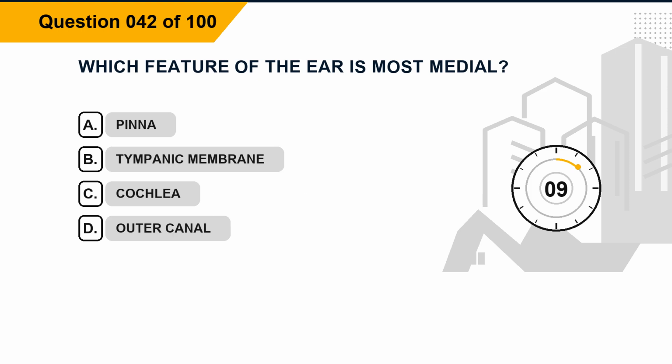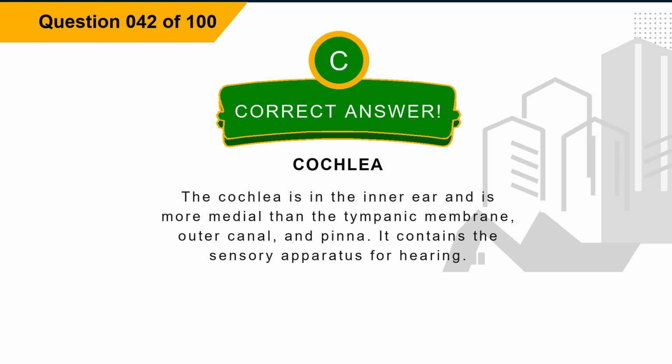Question 42. Which feature of the ear is most medial? Option A, pinna. Option B, tympanic membrane. Option C, cochlea. Option D, outer canal. The correct answer is option C, cochlea. Explanation. The cochlea is in the inner ear and is more medial than the tympanic membrane, outer canal, and pinna. It contains the sensory apparatus for hearing.